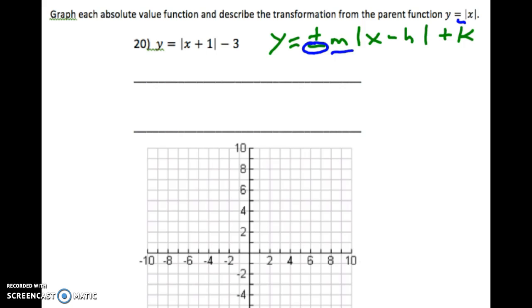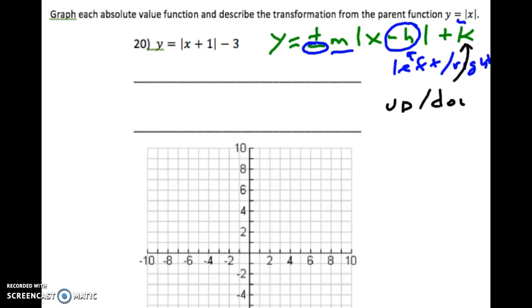The m, the number out in front, controls the slope of the lines. The h and the k, they're the vertex. We have to be careful. Remember, with that minus sign, that flips everything around. So a minus there, you got to keep an eye on stuff. And the h does the left and right stuff, whereas the k does the translations up and down.